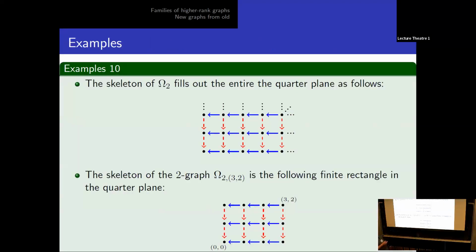Okay, so here's a picture of omega 2. There are blue edges running right to left because they have degree e1, and red dashed edges going vertically because they have degree e2. And each square is just a factorization of the degree (1,1) into (1,0) plus (0,1), or (0,1) plus (1,0). And then in a truncated graph, you just truncate this picture like so.